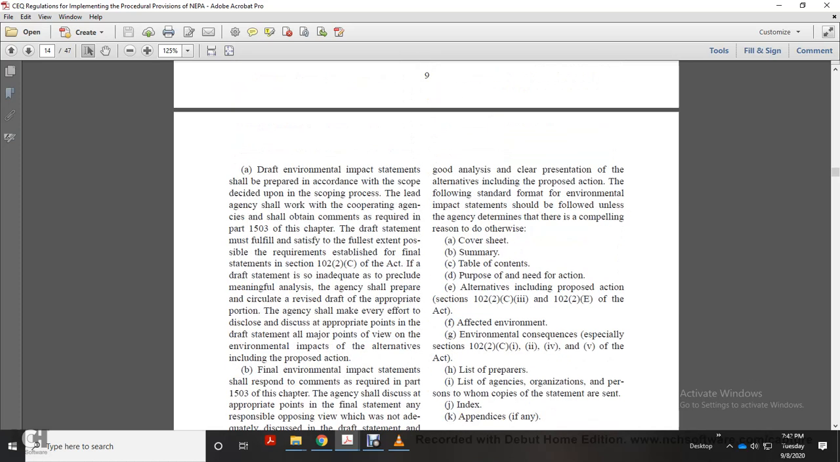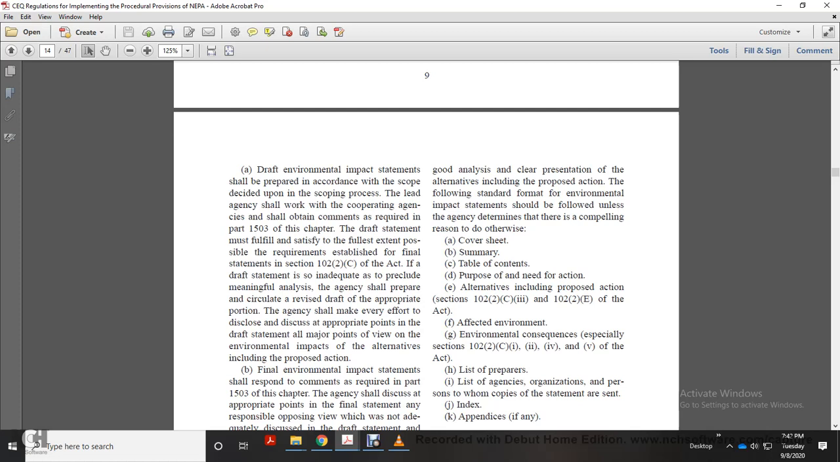Draft environmental impact statements shall be prepared in accordance with the scope decided upon in the scoping process. The lead agency shall work with the cooperating agencies and shall obtain comments as required in Part 1503. The draft statement must fulfill and satisfy to the fullest extent possible the requirements established for final statements in Section 102(2)(C) of the Act. If a draft statement is so inadequate as to preclude meaningful analysis, the agency shall prepare and circulate a revised draft of the appropriate portion.